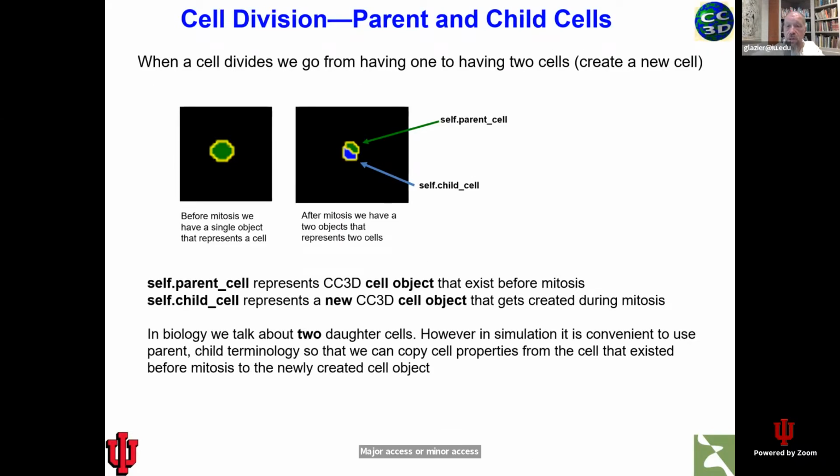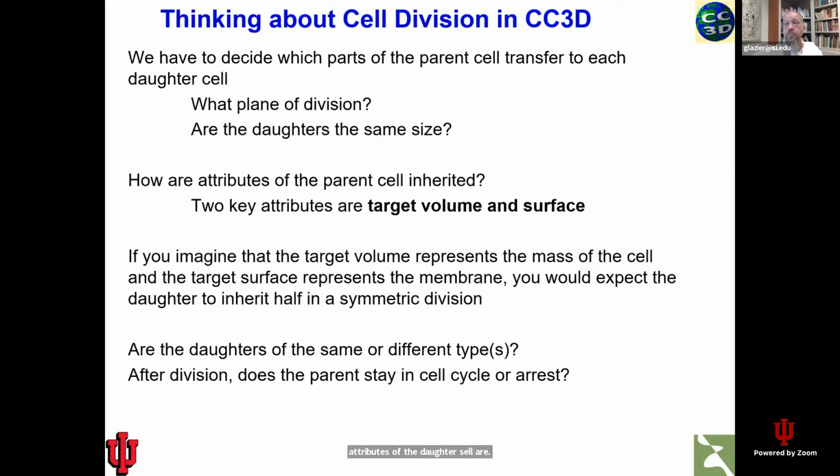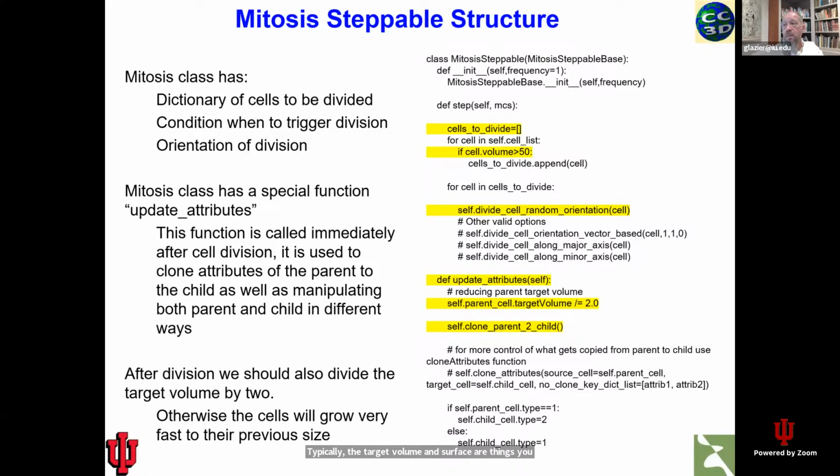You're also creating a new cell. When the new cell is created, the daughter cell is created, you have to decide, one, how the volume is allocated between the parent and the daughter, and two, what the attributes of the daughter cell are. You don't get anything for free, so if you don't say the daughter cell has attributes, it doesn't. Typically, the target volume and surface are things you have to adjust. If it's a symmetrical division, then typically you'll reduce the parent volume by 2 and then clone.